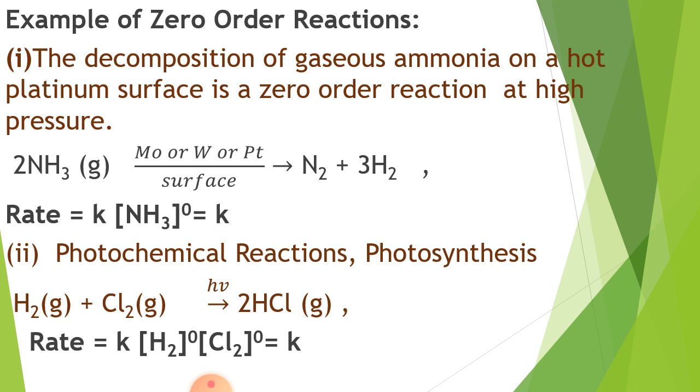Similarly, the second example, photochemical reactions, that is photosynthesis, is also an example of zero order reactions. Here H2 gas plus Cl2 gas, as reactants, when they react in the presence of hν, that is light, give 2HCl in the form of gas. There also the rate does not depend upon the concentration of H2 and Cl2.